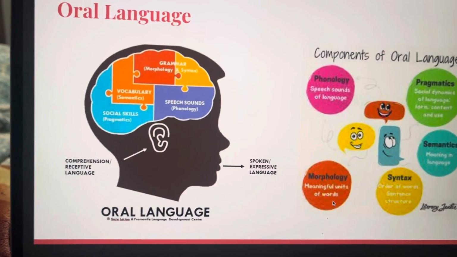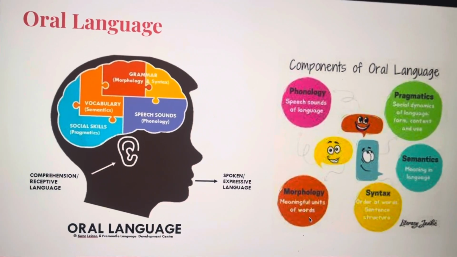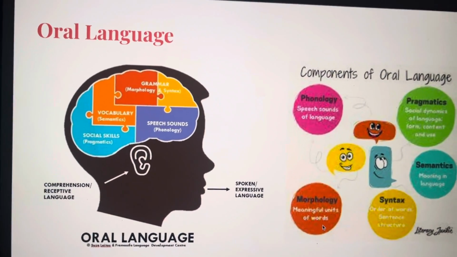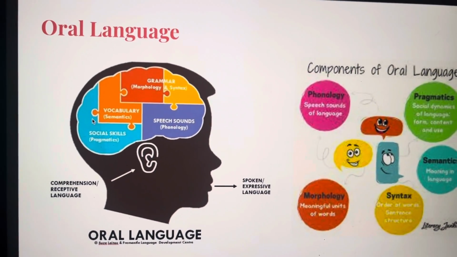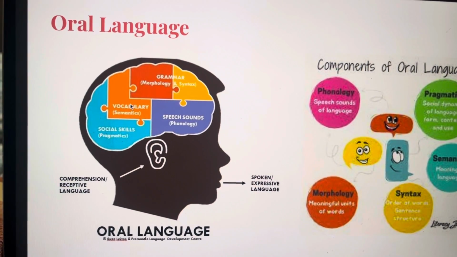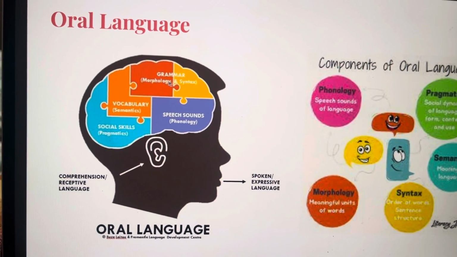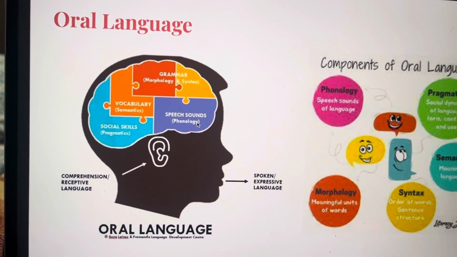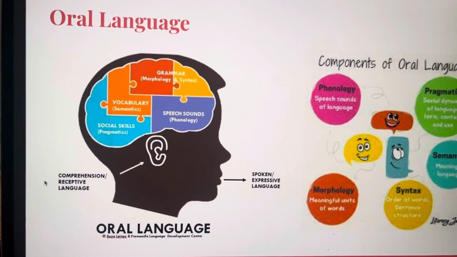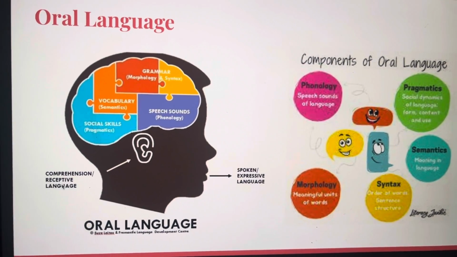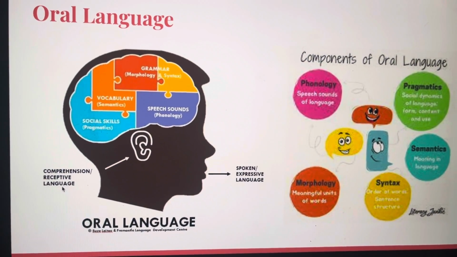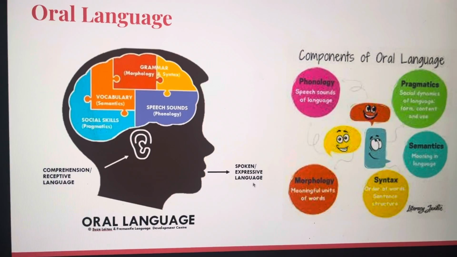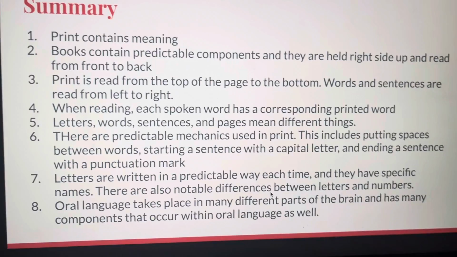And it shows where they are all located in the brain. It shows social skills at the back, then it goes to vocabulary, then grammar, and then speech sounds. It shows the ear, it goes comprehension and receptive language, and spoken and expressive language out the mouth.